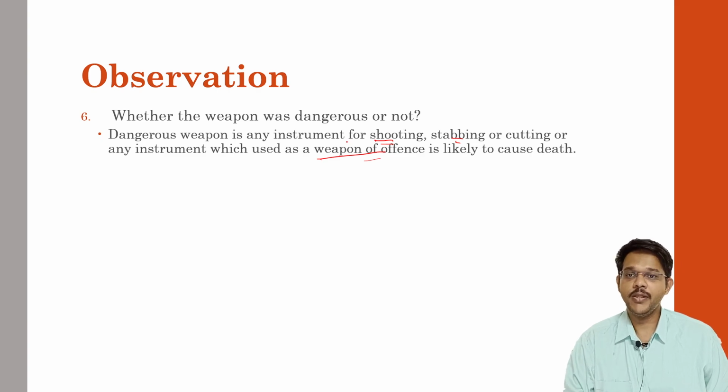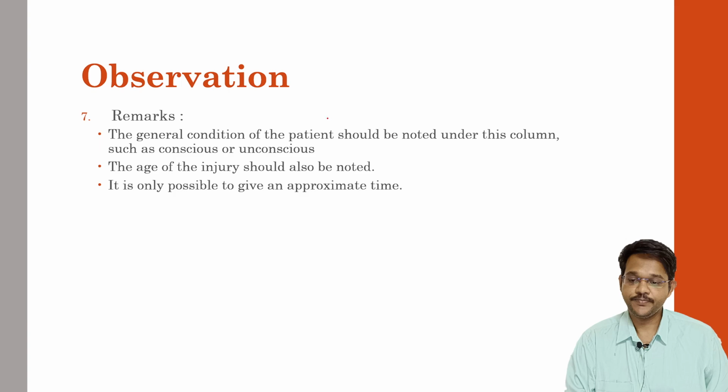So even a simple pen can become a dangerous weapon if it is stabbed into the eye and it pierces some major arteries.